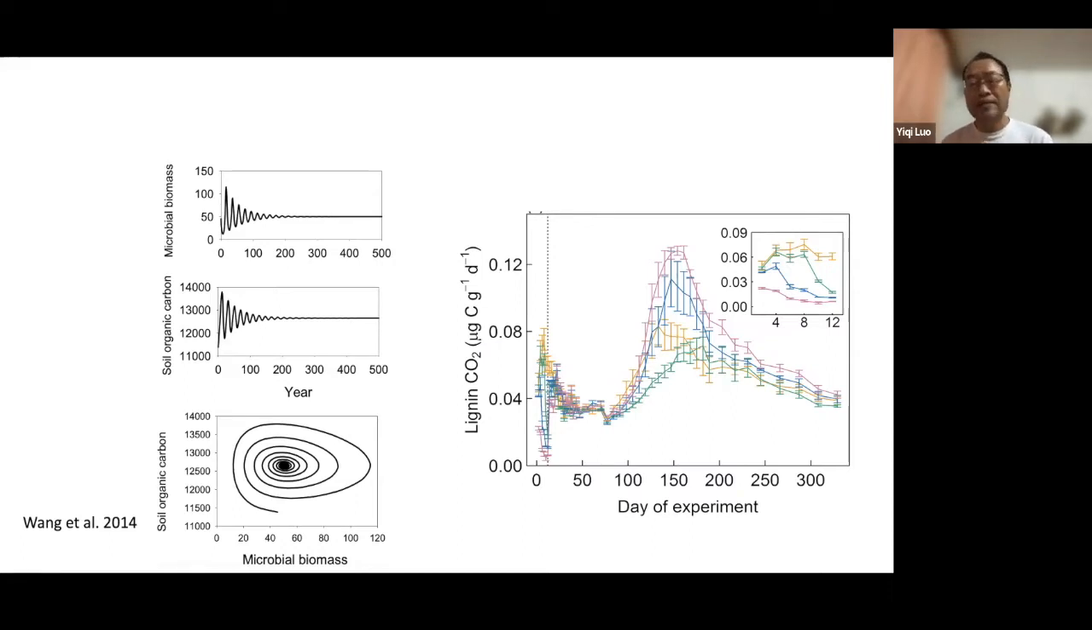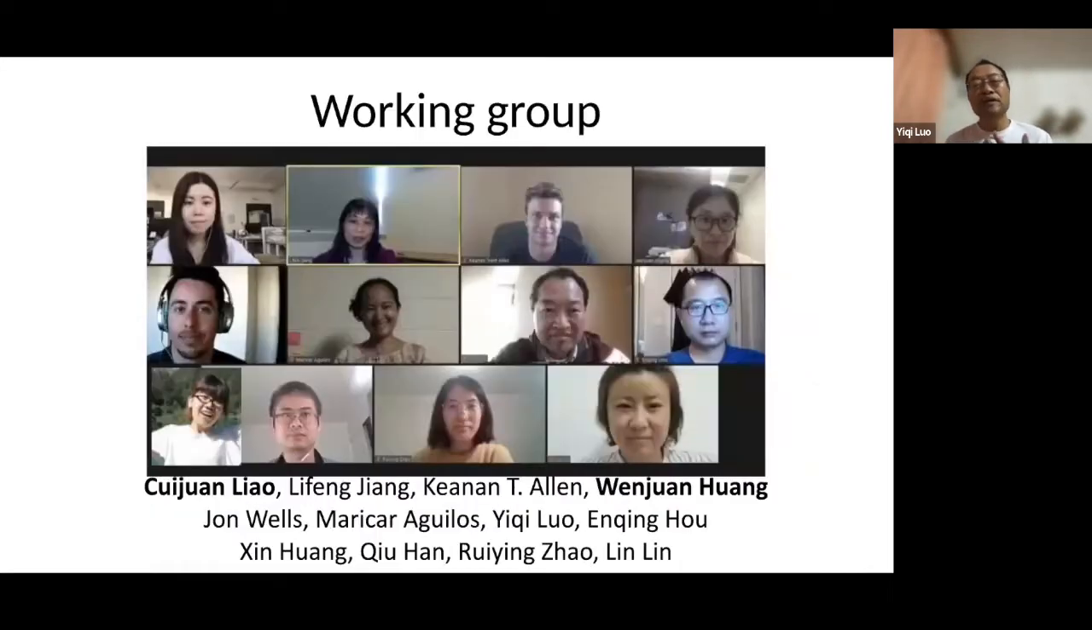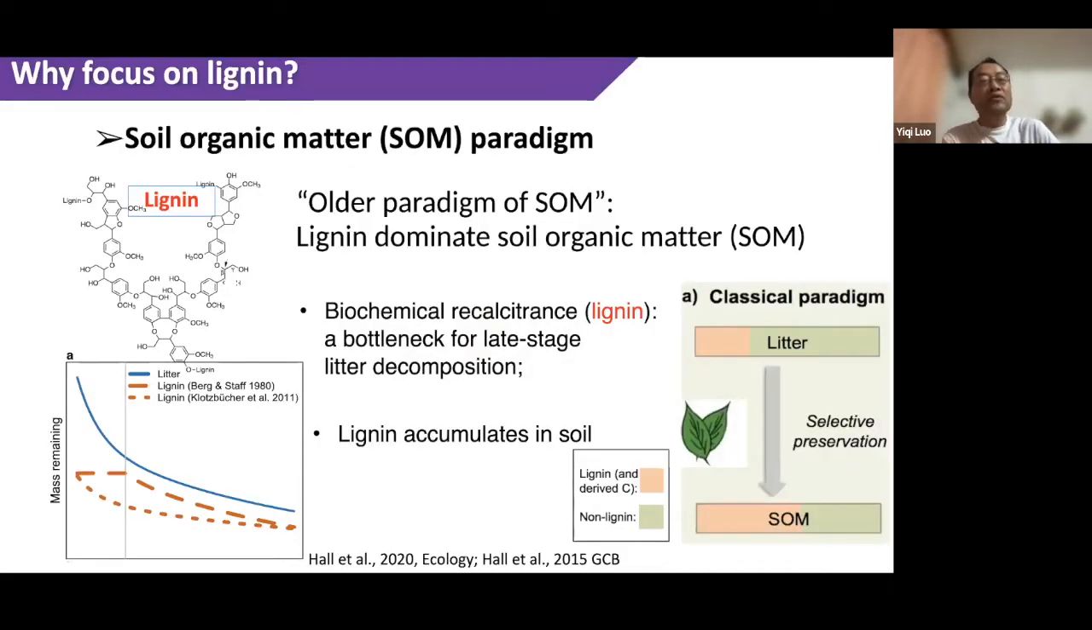The data sets on the right side can potentially support these Michaelis-Menten equations, because so far I haven't seen any data sets except this one which can potentially support them. So we formed a working group to work on that. The working group has about 12 members. Among them, Cai-Jun Liao led the model development, and Wen-Jian Huang, who has original data and also has knowledge of litter decomposition, co-led the working group.